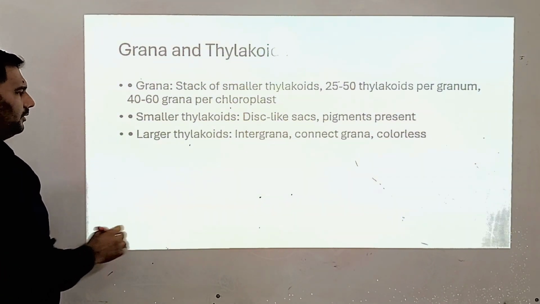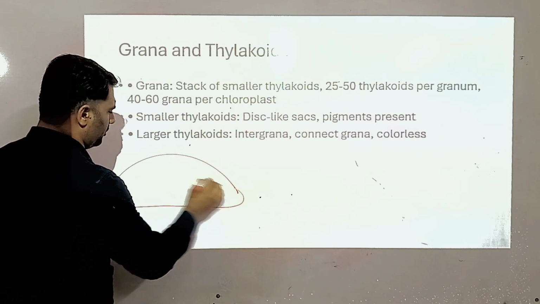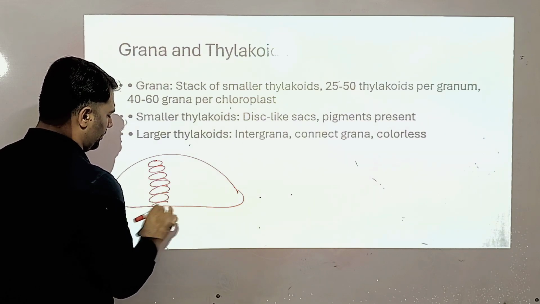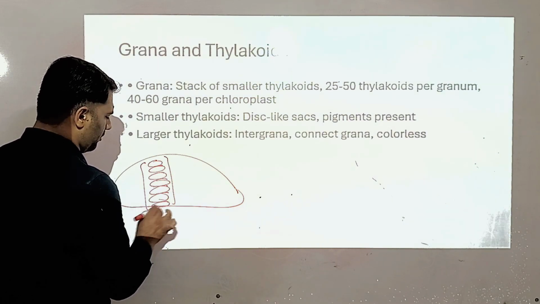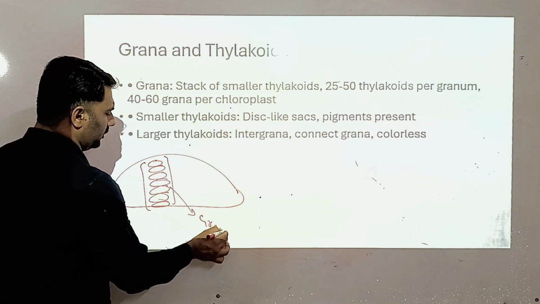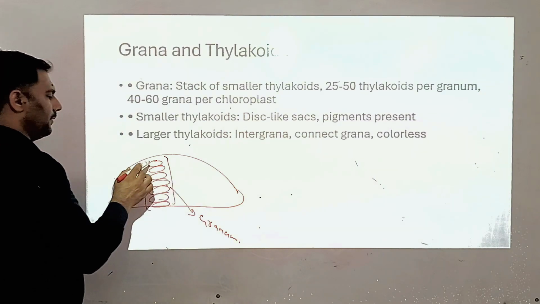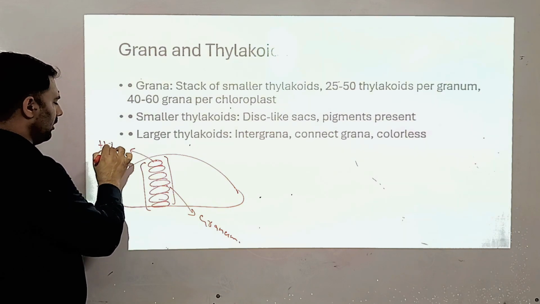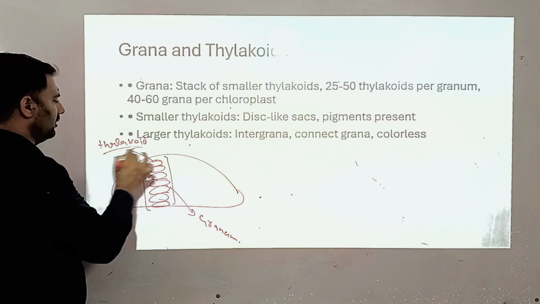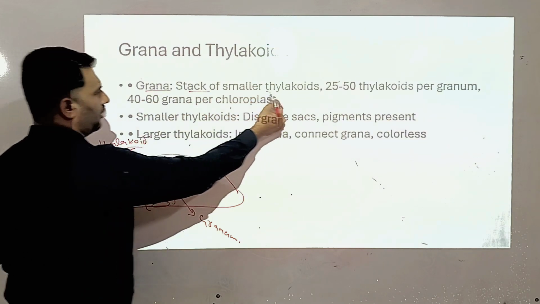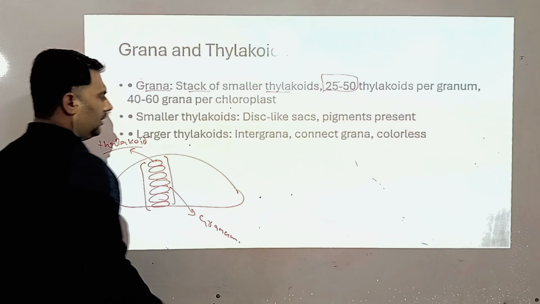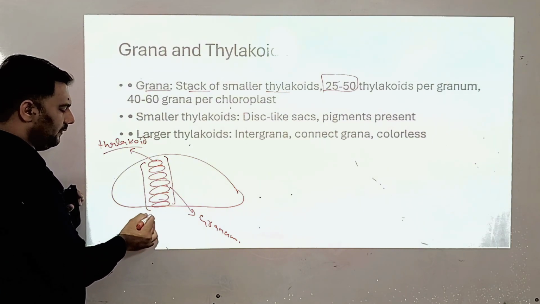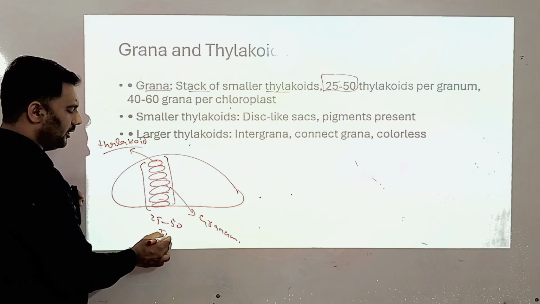Grana and thylakoid. As I have said earlier, this is grana and this is thylakoid. Thylakoids are piled up, and this complete piled up structure is known as grana. Singular is granum, and plural is grana. A single coin is called a thylakoid. In a single granum, there will be 25 to 50 thylakoids.